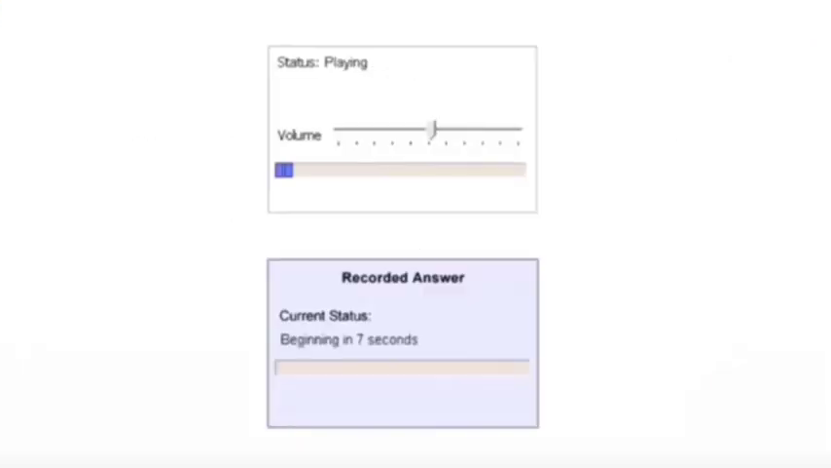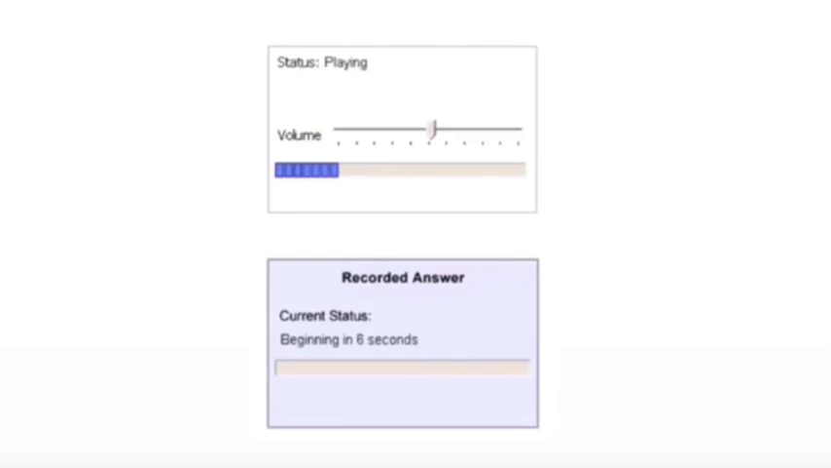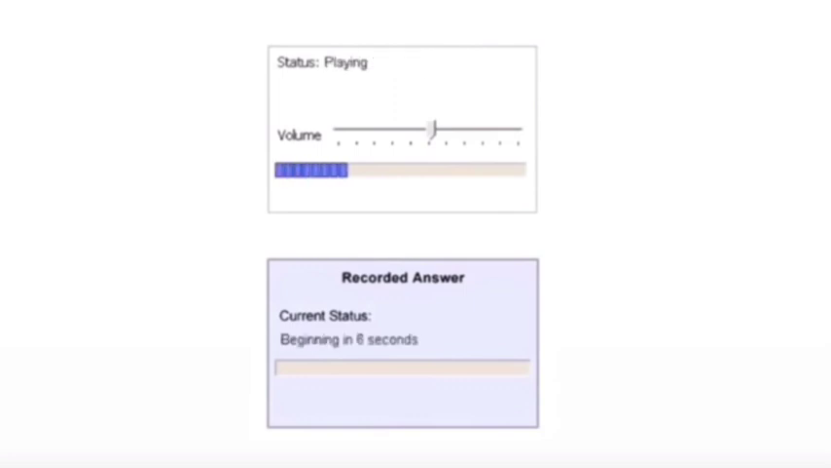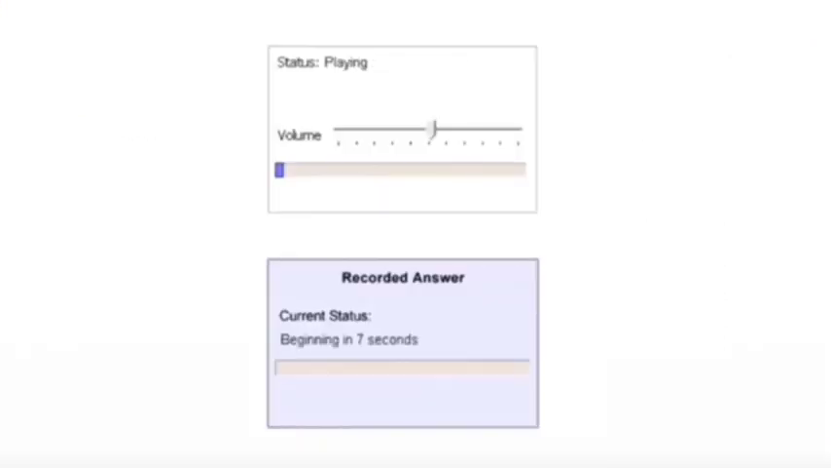What publication reports daily news? Newspaper. What is the heading at the top of an article or page in a newspaper or magazine? Headline. What attitude would you have when you are in a job interview? Enthusiastic, lazy, or passive? Enthusiastic. What is CO2 in chemical substance? Carbon dioxide.